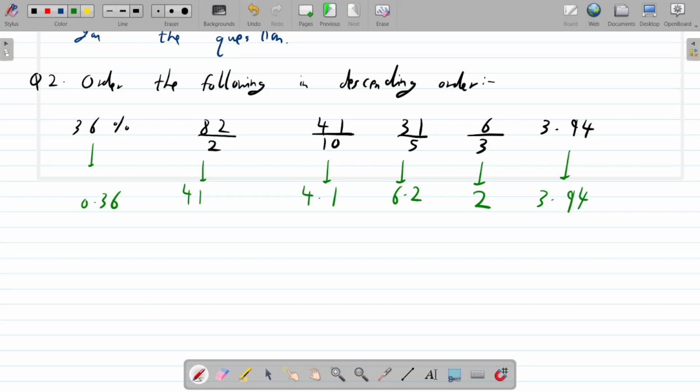36%. Okay, that's what I was trying to say. They said in descending order. Like you have to write the largest one in the beginning, then it goes down and down. So okay, in that order, what would be the first one that I write from all of these?